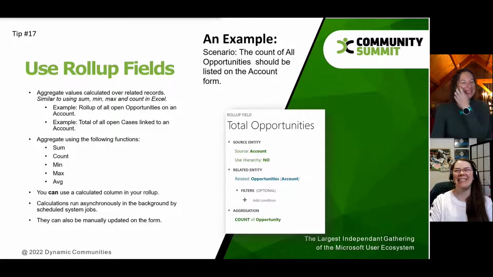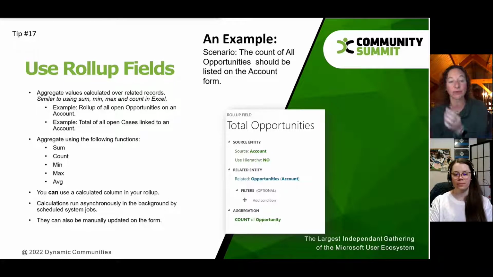Roll-up fields are an aggregation over related records. We wrote in here, it's similar to using sum, min, max, or count in Excel. Examples that we've implemented before: I want to show all open opportunities on the account form, or I want to see all cases linked to an account. You can aggregate this using sum, count, min, max, or average, and you can use a calculated field that Kylie was just telling us about in your roll-up.